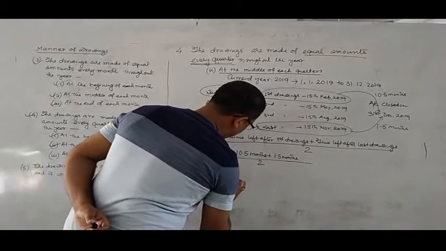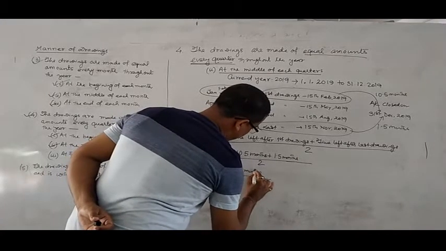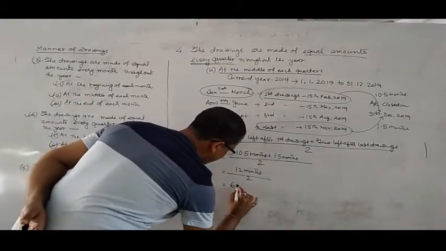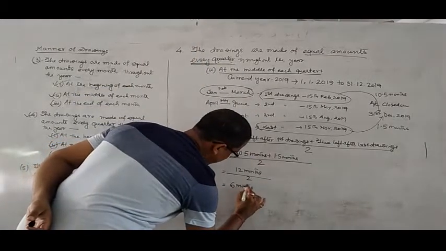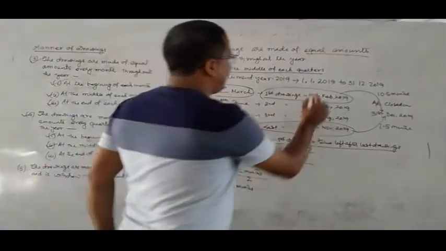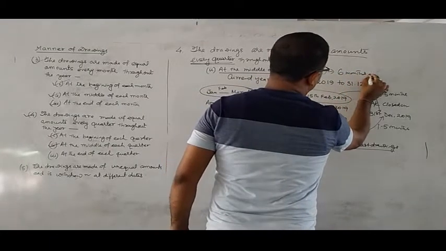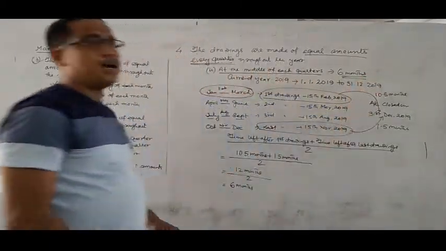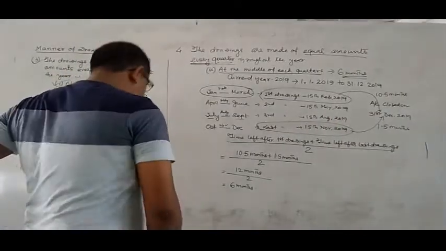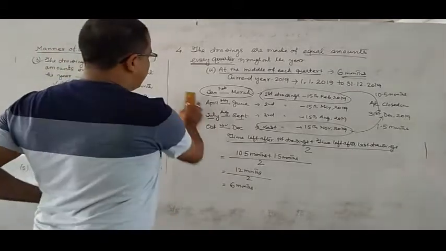Divided by 2. That means 12 months divided by 2 is equal to 6 months. Means if the drawings are made at the middle of each quarter, then interest on drawings is to be charged for how many months? For 6 months. Okay. This part is clear. Now write a homework.